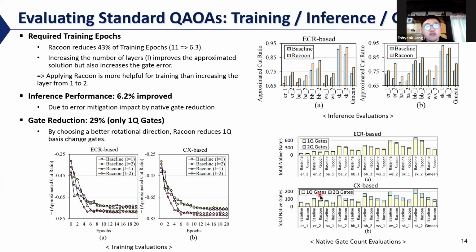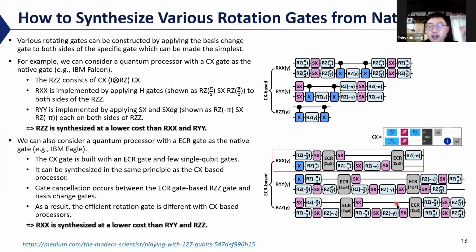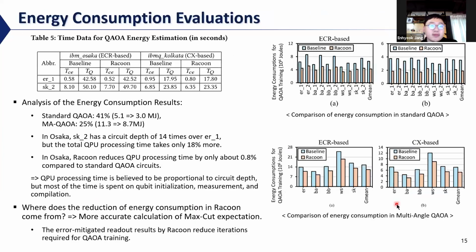Raccoon reduces the single-qubit gates, such as like this, leveraging the gate cancellations between the Hadamard gates and several single-qubit gates. So it does not reduce the two-qubit gates.